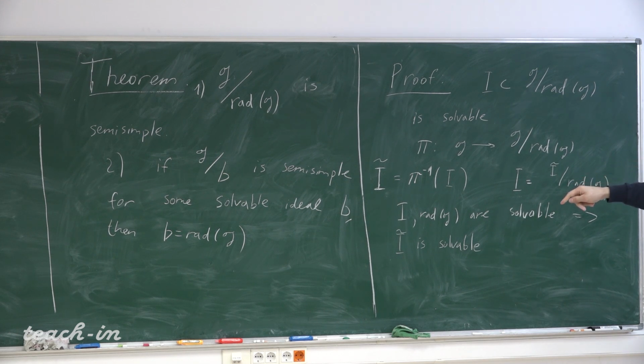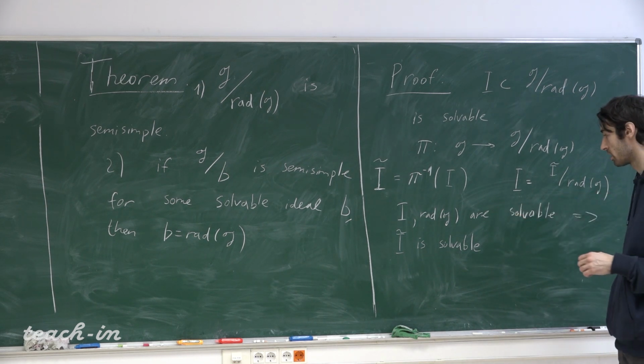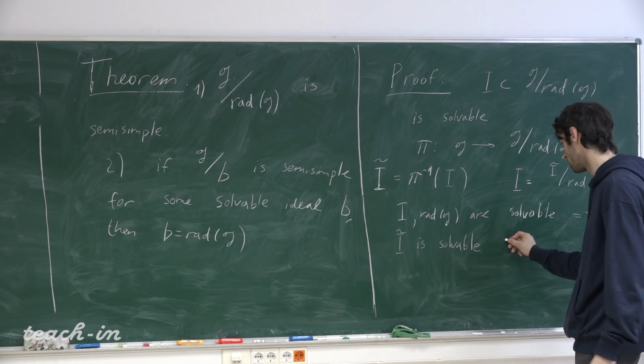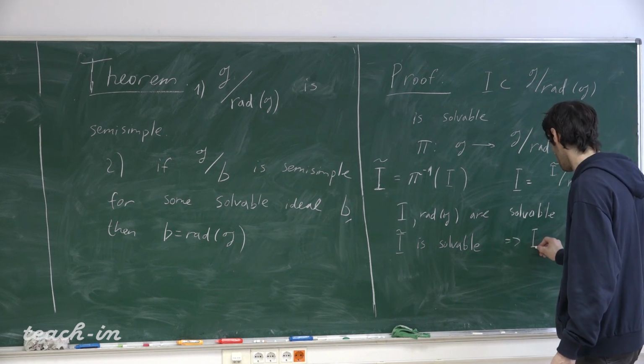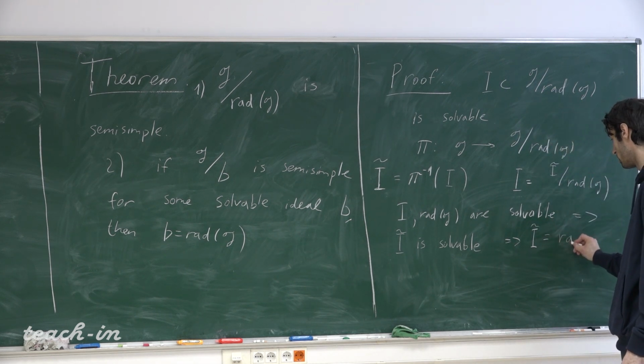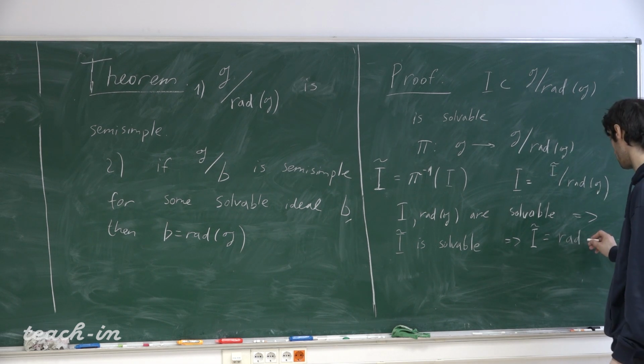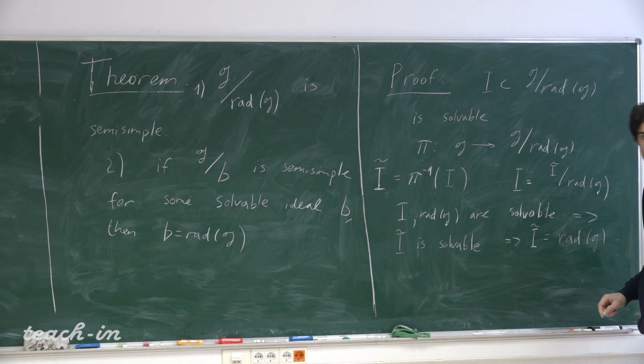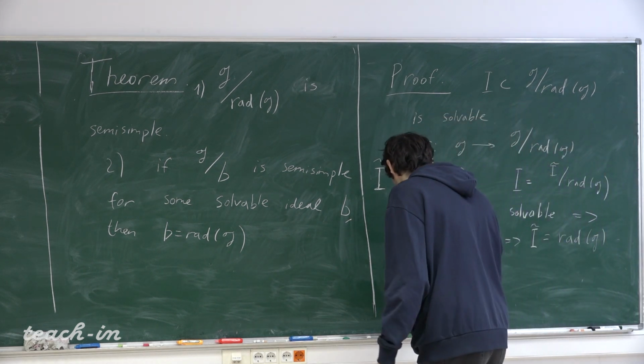Also, it's an ideal. It's not only a subalgebra, but it's an ideal. And therefore I tilde coincides with the radical. I tilde contains the radical, but because it's solvable, it is also contained in the radical. So, two-way inclusion, therefore we have this. Therefore I is actually 0.